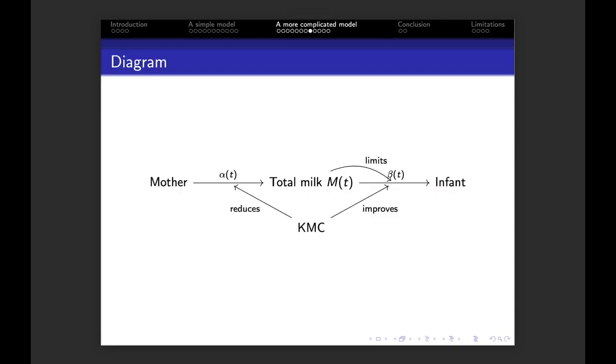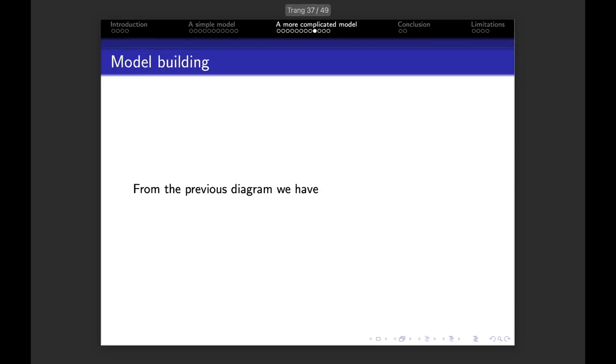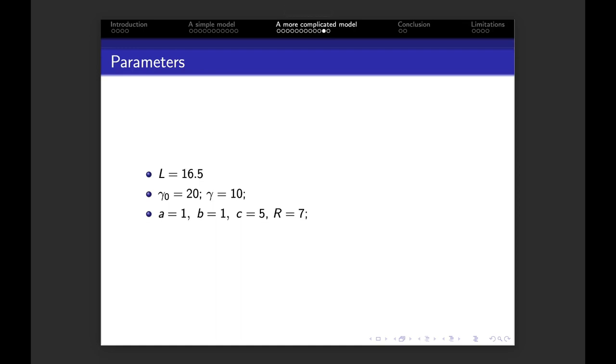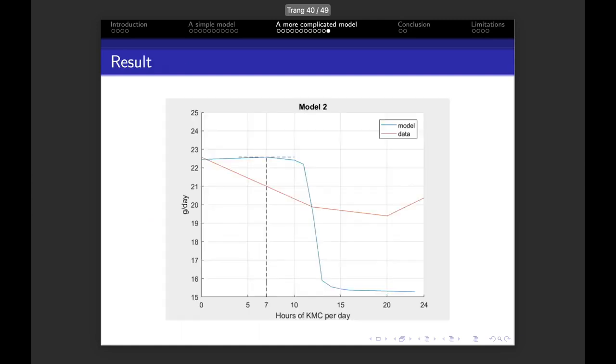The following diagram shows briefly the relationship between all the components in our new model. From this diagram, we come up with a system consisting of four equations. The parameters L, gamma 0, gamma are chosen as in the first model, and we choose A equals B equals 1, C equals 5, and R equals 7. Here is the result. Now, consider the graph of dependence of weight gain per day on delta from this model.